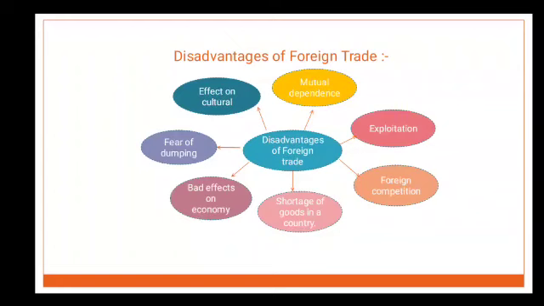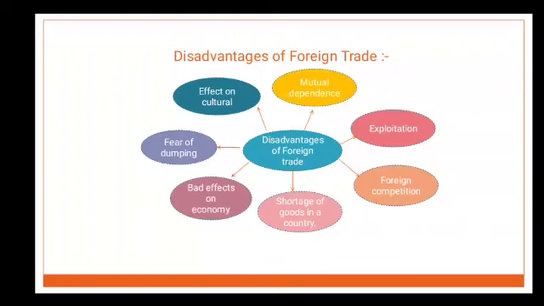First, mutual dependence. In that, dependence in trade on other countries sometimes creates serious problems. Then second, exploitation. All the countries are dependent on each other in international trade. There is no country in the world which can meet all its requirements on its own. This dependence leads to the exploitation of developing countries by the developed countries.